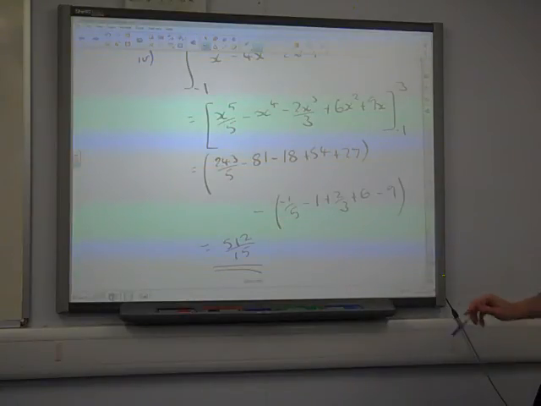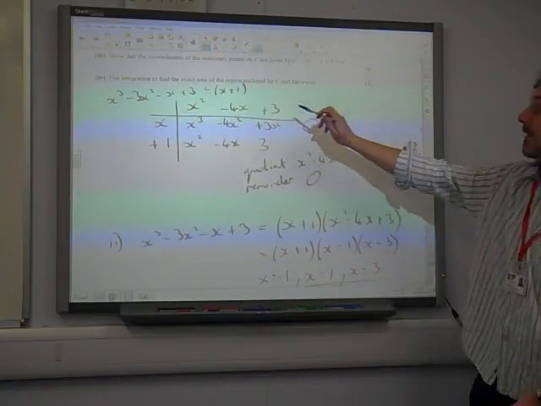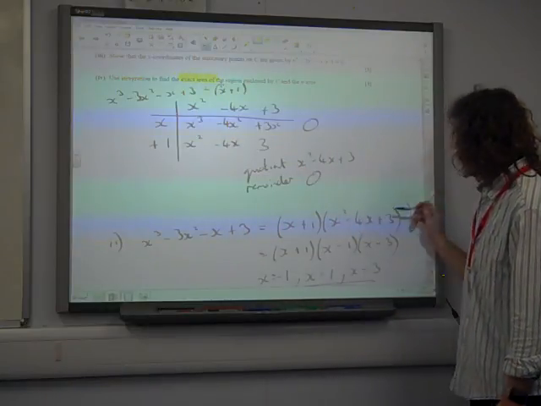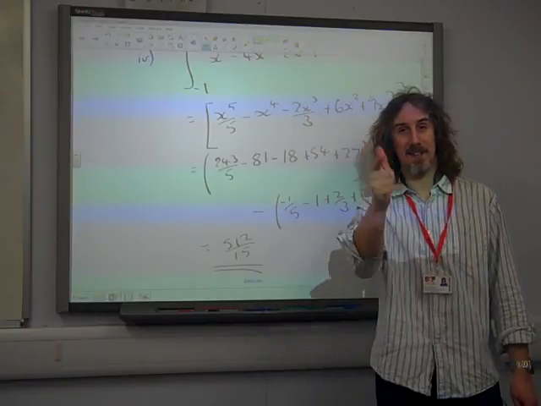They needed it exactly. The question did say find the exact area, there it is. So they did need that fraction at the end of it. There we go, we've done it. That's maths.